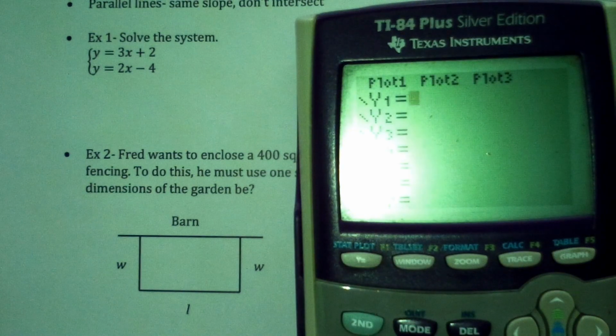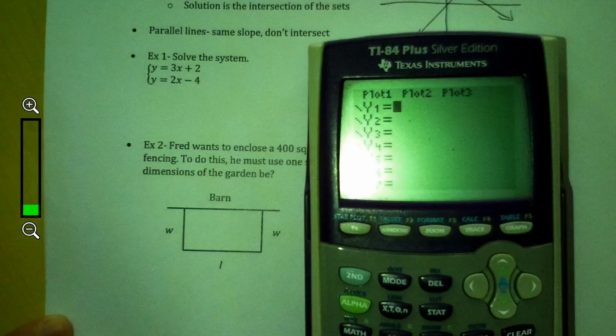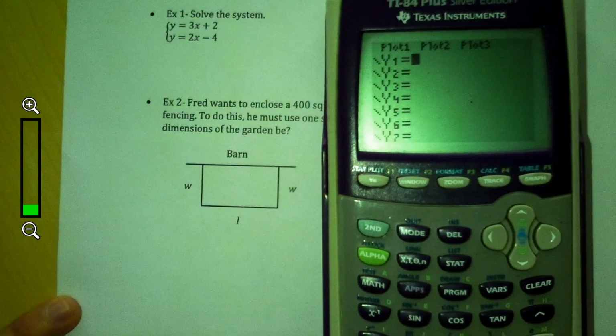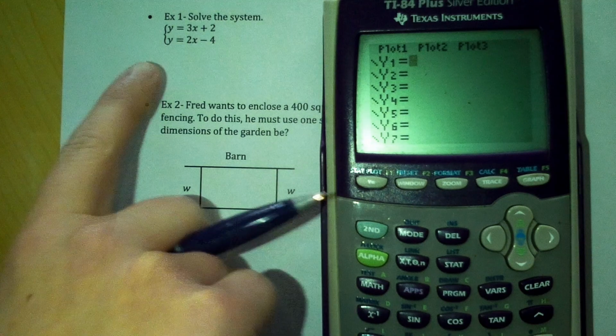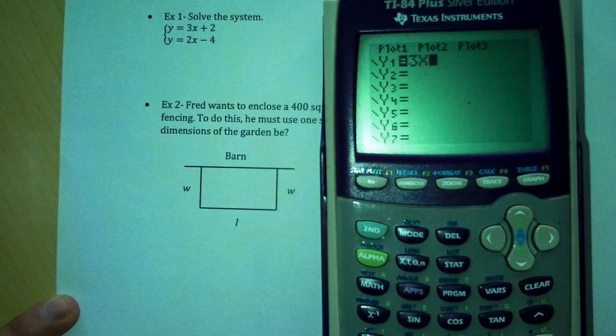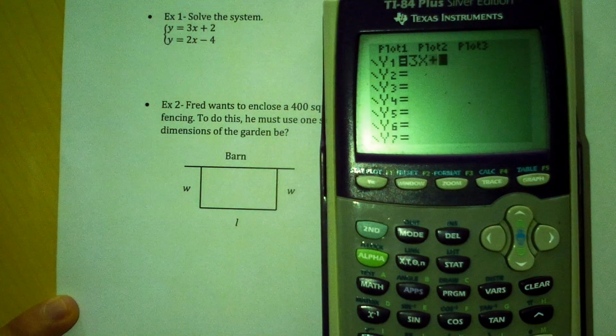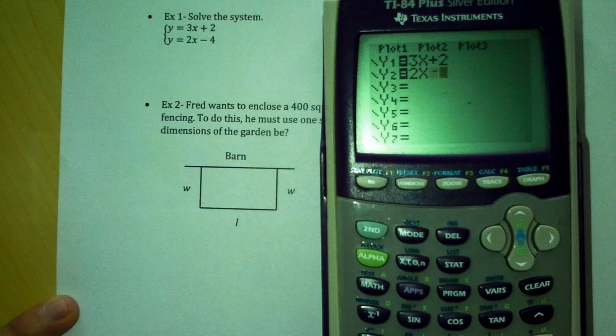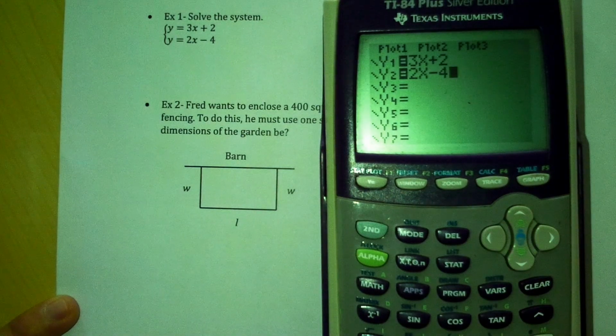So like 3, we know the x is the one under the mode button, and then plus 2, arrow down, 2x minus 4. Just get those typed in. Then you just hit your graph. So you get something like that probably.